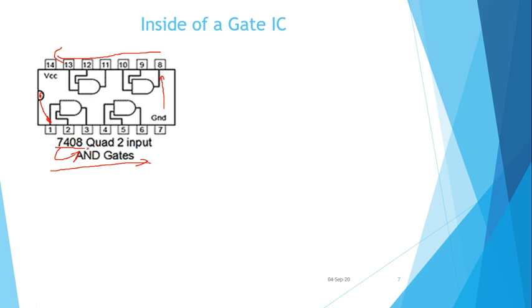Now they are saying quad. Here quad means four. You can see we have four gates, not ICs, four gates available in one IC. That's why it is quad and it is two input. So if you see each of the gates, it has two inputs and always a gate has one output. So 7408 is a quad, two input AND gate.